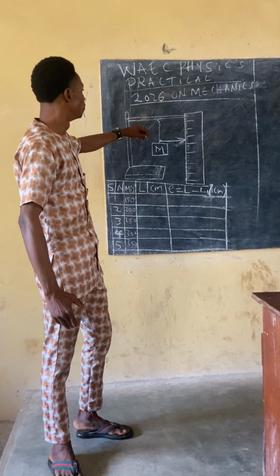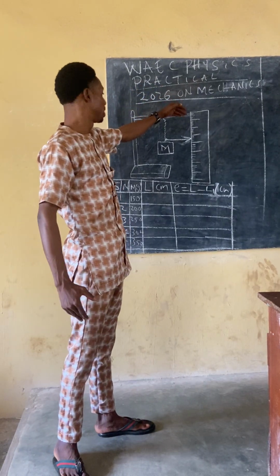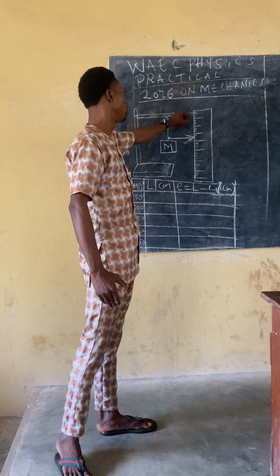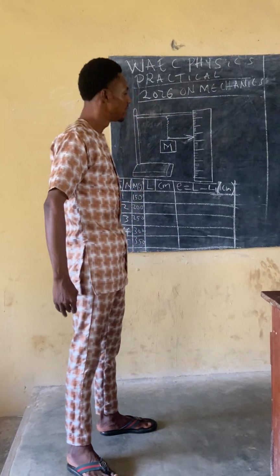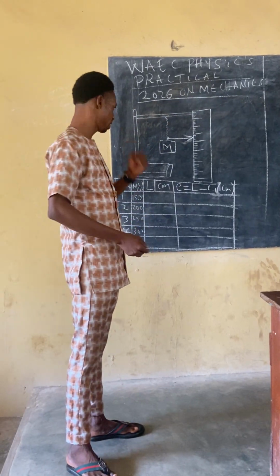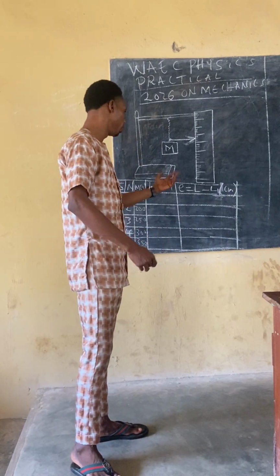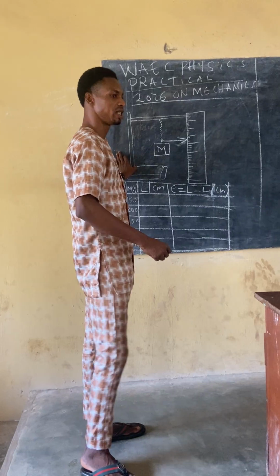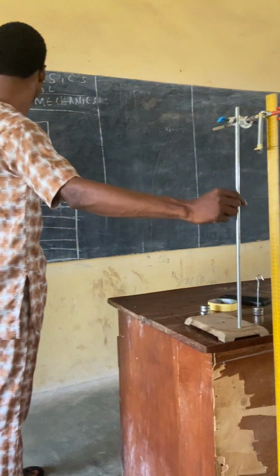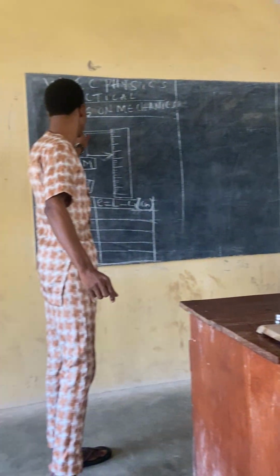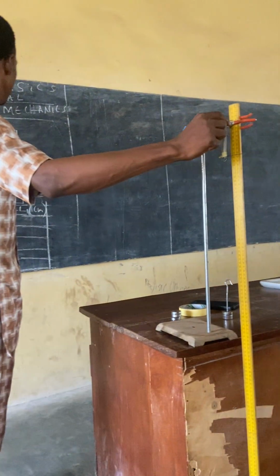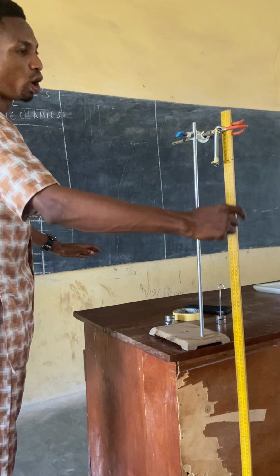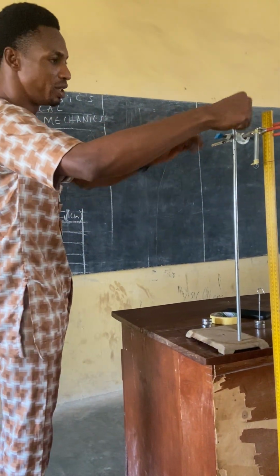Here are the expected questions under WAEC physics practical, under mechanics, for 2026. This is one of the expected coming practicals. From the diagram, this is the retort stand, and this is the spiral spring. This is a meter rule, and you clamp the meter rule on the stand.